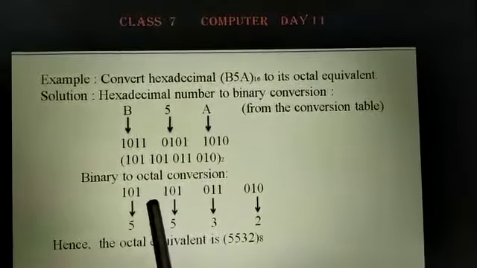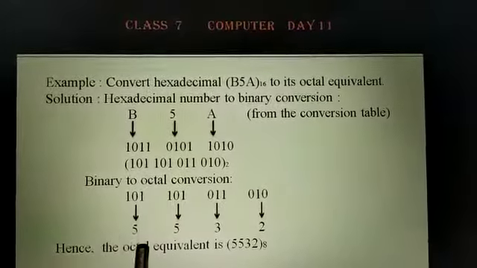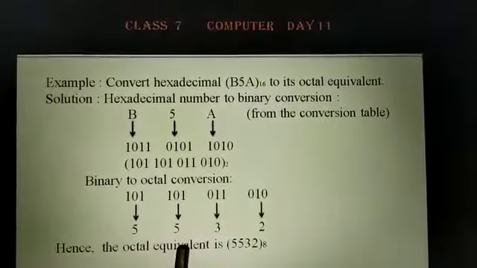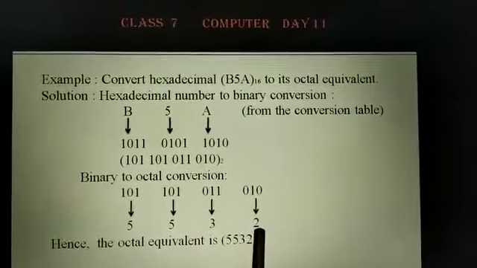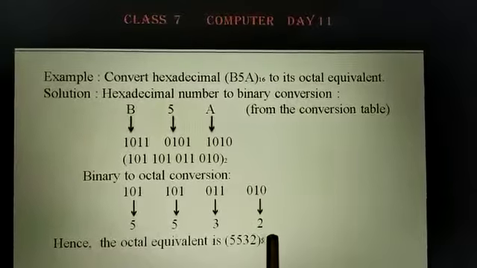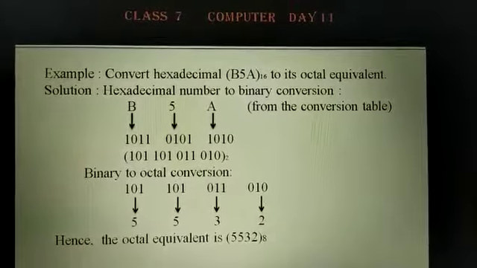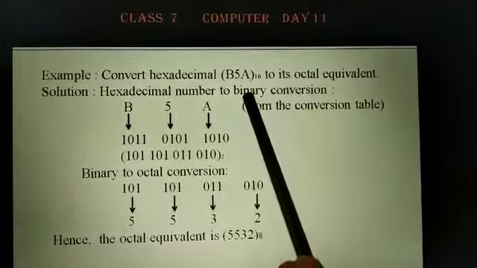From the conversion table, if you check it out, you will see that 101 is equivalent to 5. Here 101 again 5. 011 is 3. 010 will be equal to 2. So after combining these numbers, 5 5 3 2. So this is the octal equivalent for the hexadecimal number B5A.